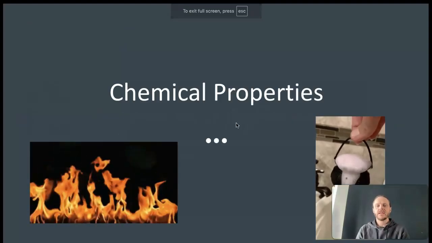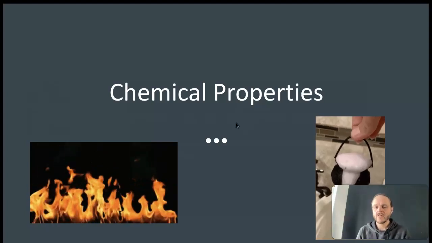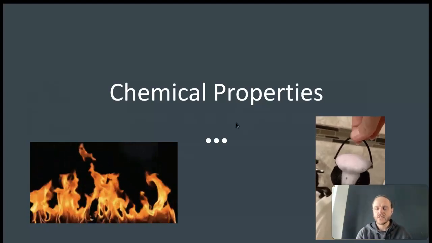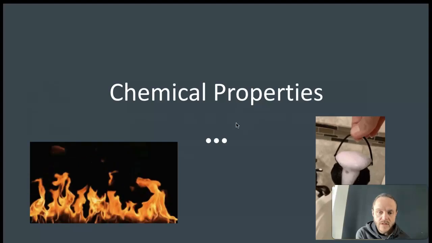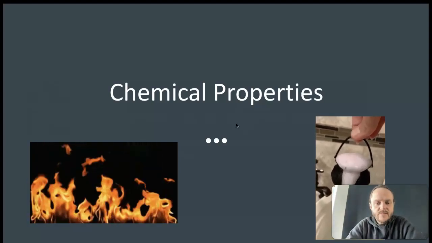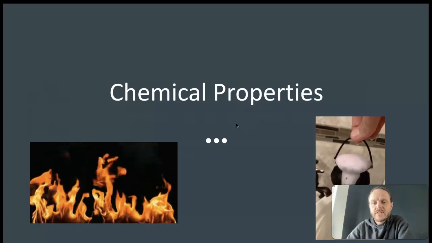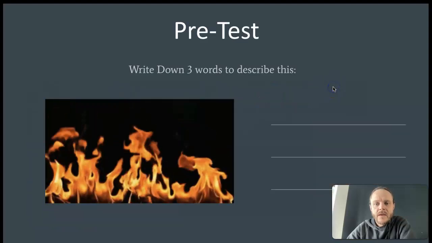Now we're going to be looking at chemical properties, and look at those images on the screen. I noticed something different about these images than all of the images that were included in the physical properties notes. It's that they're moving. And yes, you're going to say, oh, it's because they're GIFs, but that's done very intentionally, and I'll tell you why.